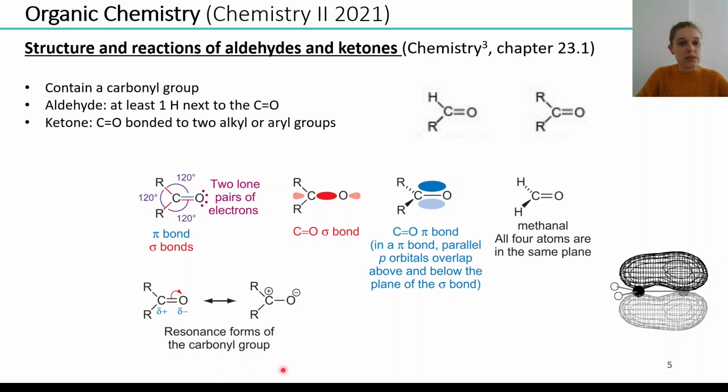Also important to see is that we can draw a resonance form of the carbonyl group. So we can either draw it like this, as an uncharged molecule, where we just have a partial charge on the carbon and the oxygen atom, but we can also draw the resonance form with a positive charge on the carbon atom and a negative charge on the oxygen atom.